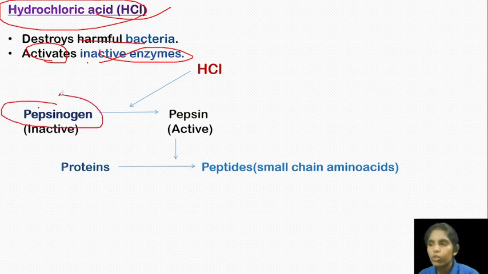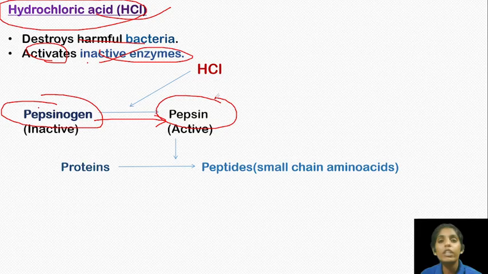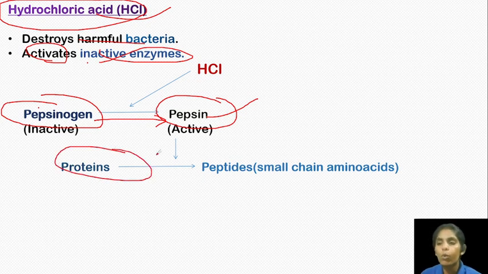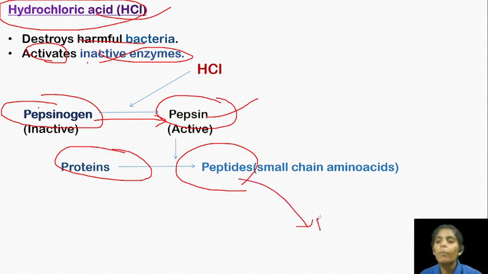Pepsinogen is an enzyme that is secreted by the chief cells of the stomach. Pepsinogen is an inactive enzyme. In the presence of HCl, pepsinogen gets converted to its active form, that is pepsin. Now, this pepsin is a protein-digesting enzyme which will break down the proteins into small peptide chains, that is dipeptides and tripeptides, and these peptides will be further broken down into amino acids. So the function of the HCl is to activate the inactive enzymes into active enzymes.